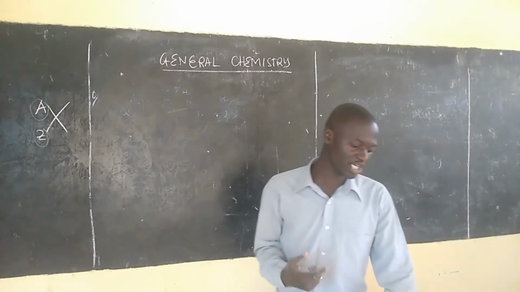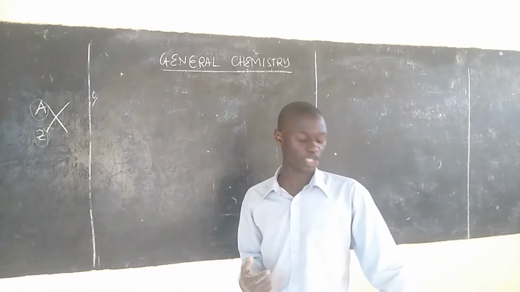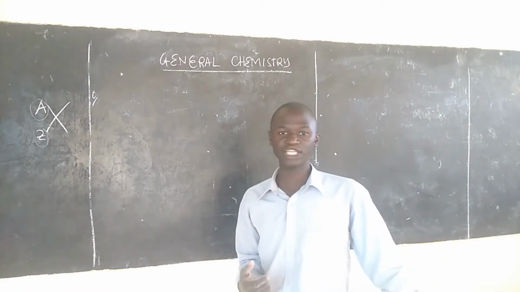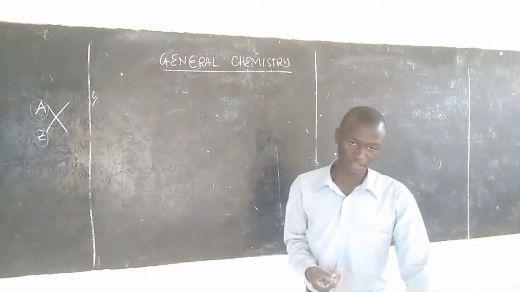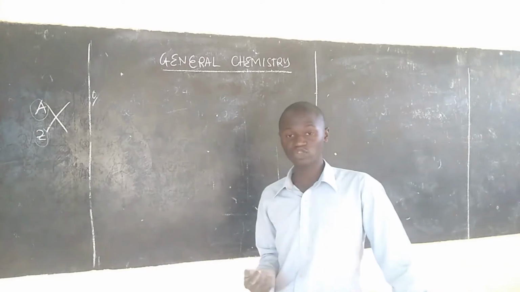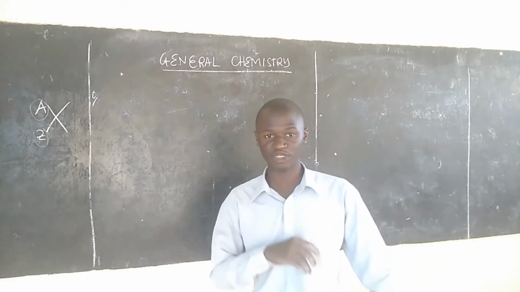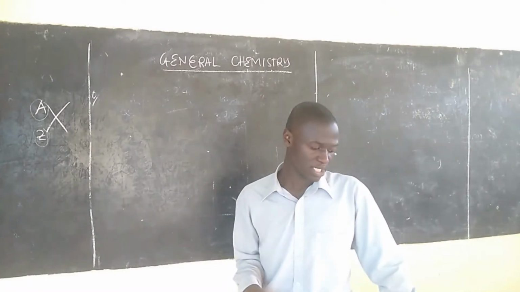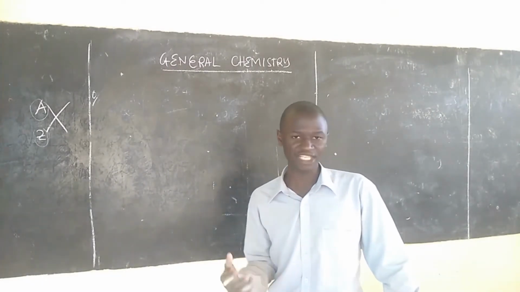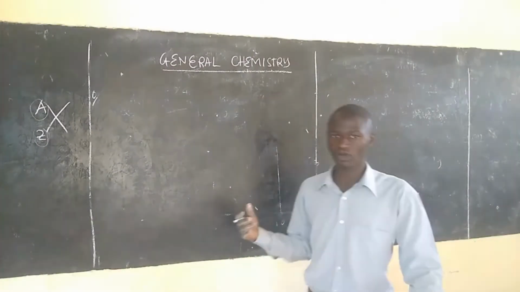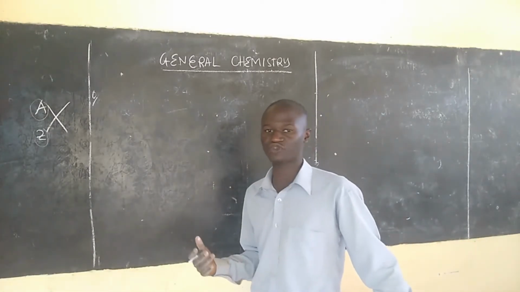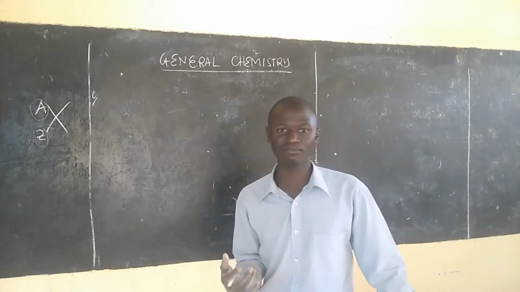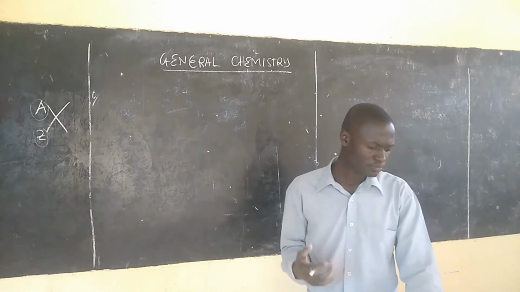Lakini ya pili ni determination of relative molecular mass of a compound. Kama tuna compound fulani tukiingiza kwenye mass spectrometry, tunaweza tukapata relative molecular mass ya hiyo compound. Ya tatu ni determination of abundance of isotope. Kama tulivyoona kwamba you can calculate the percentage abundance of different isotopes by using mass spectrometry.